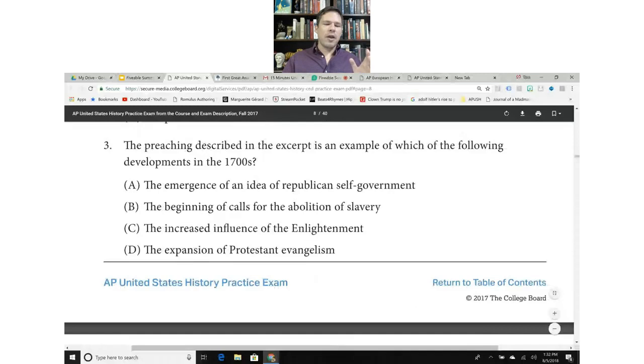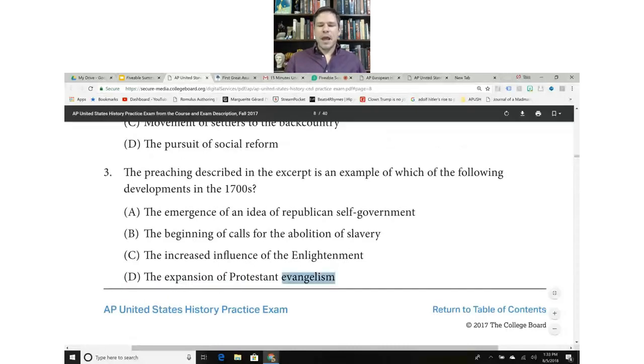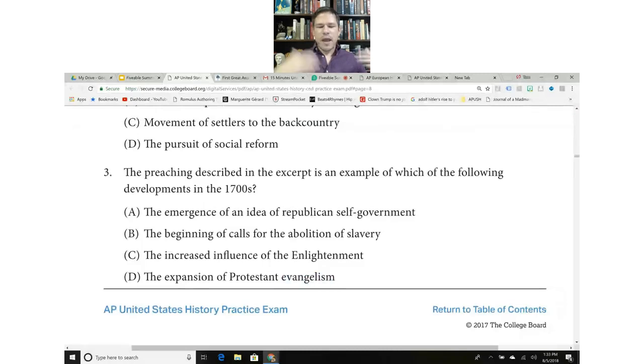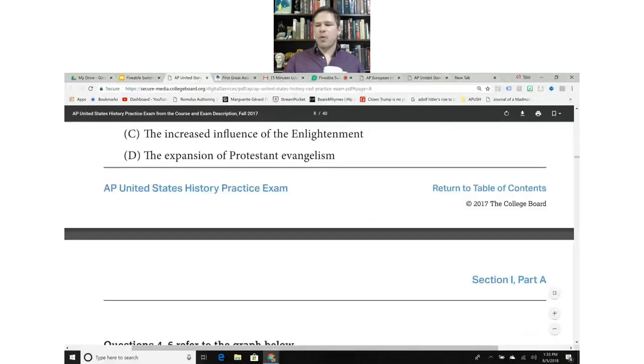Now, another thing here is when we ask, what is the question really asking? The College Board wants this to look so rigorous. And what was this question really asking? Do you know what evangelism is? Can you associate the First Great Awakening with Protestant evangelism? And I introduced the idea of evangelism going all the way back to the French and the Spanish, evangelizing the Indians that they encountered. So the expansion of Protestant evangelism, it really wasn't that hard. It was just made to look hard. And so what we've got here is irrelevant, out of period, wrong, and then the correct answer.